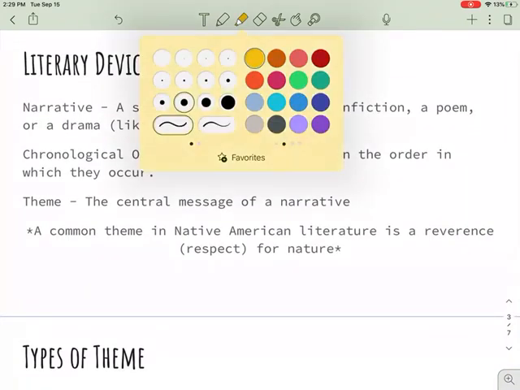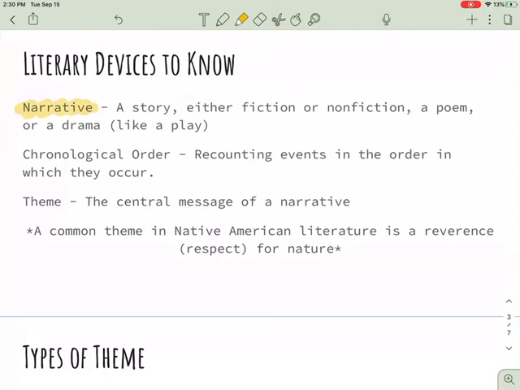Some literary devices to know. You want to know what a narrative is? Very simply, a narrative is a story. It can be fiction, nonfiction, a poem, a play, whatever. It's all a narrative. This next one is easy. Chronological order. Chronological order is simply recurring events in the order in which they occur.